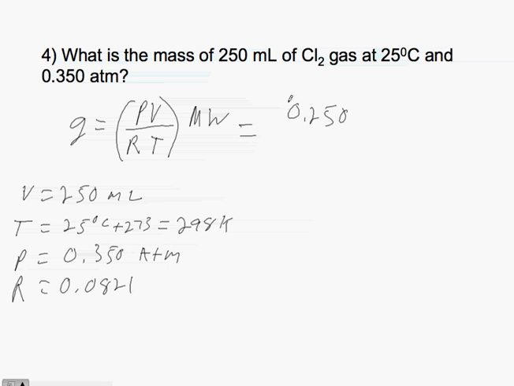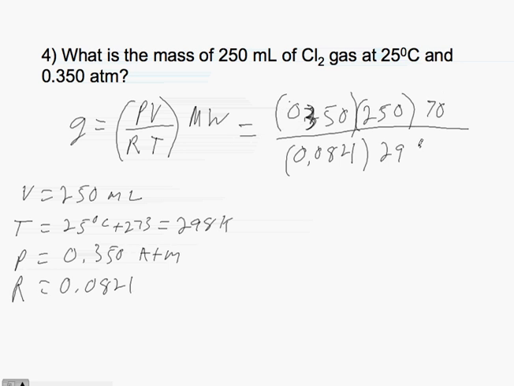So if we put all this stuff back into the equation, we would have pressure, that's 0.350, I'm sorry, 0.350 times my volume, which is 0.250 liters, times my molecular weight, which is 70, divided by my 0.0821, and times my temperature, which is 298. When I do this calculation, I should get 0.25 grams.